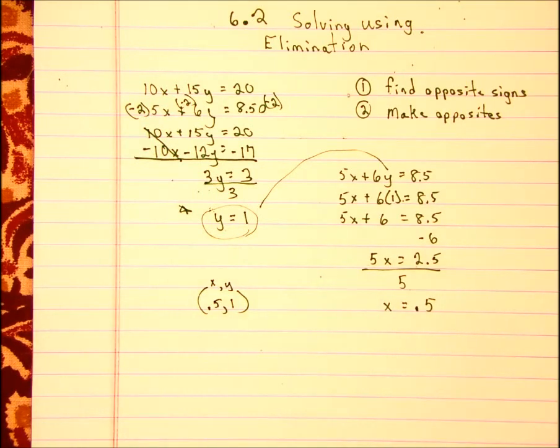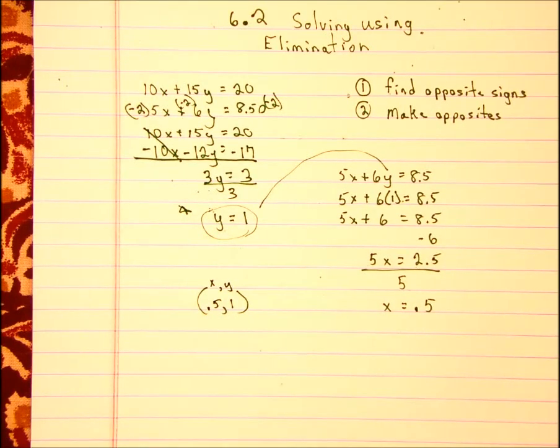So in elimination, we try to find opposite signs, hoping that they're opposites already. And if we don't have any opposite signs, we now have to make opposites. We might find opposite signs and not have to make opposites. If we already have opposites and opposite signs, we're good. We just go ahead and add straight down and solve for one of the variables, plug it back in and solve for the other. This process becomes easier the more you do it.